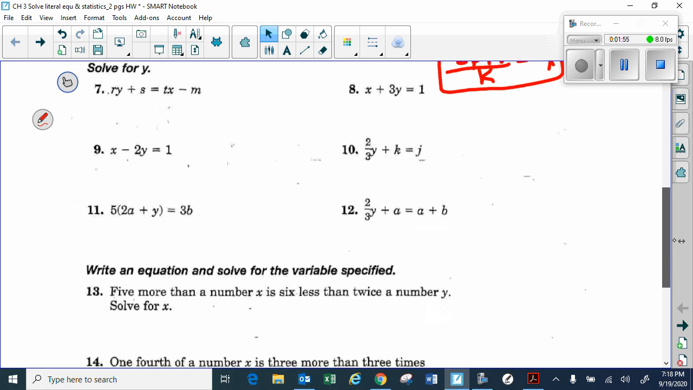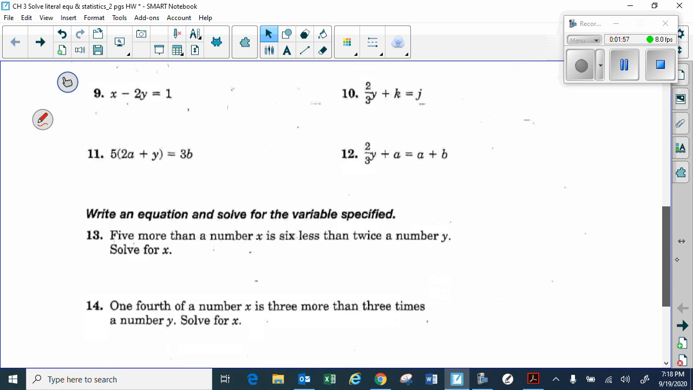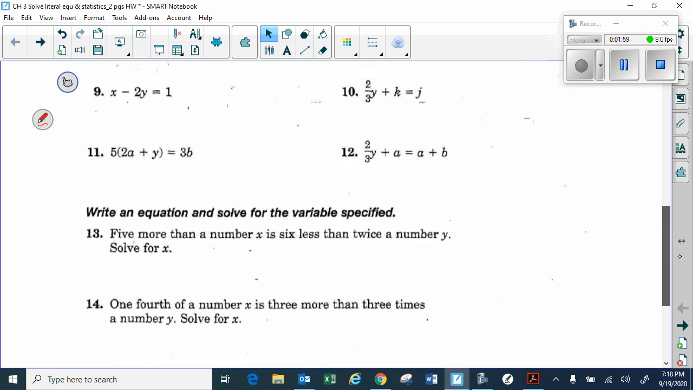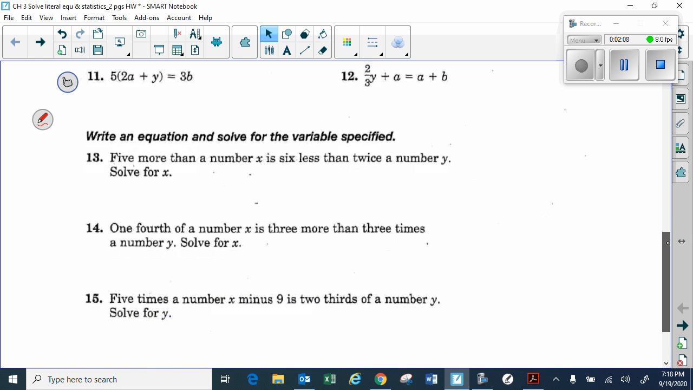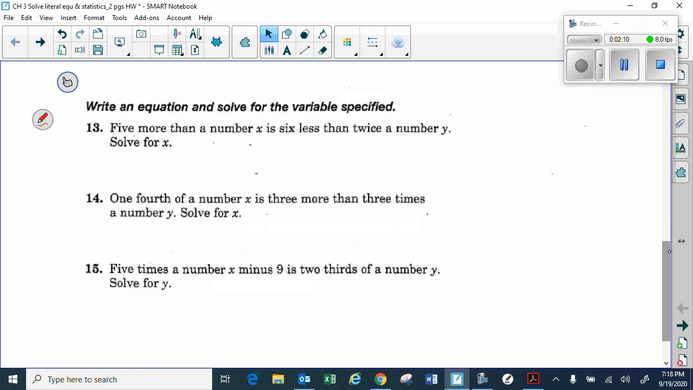Okay, the bottom is the same, solve for y. Your hint on 10 and 12, since they have fractions in them, I would multiply the entire equation by 3 to cancel out the fraction and deal with only integers. Let's go ahead and pick one of the story problem ones.